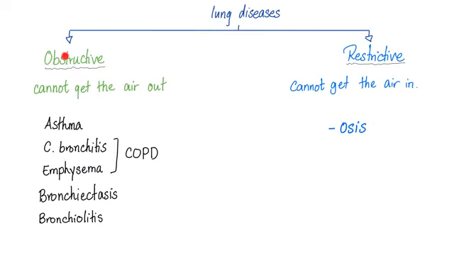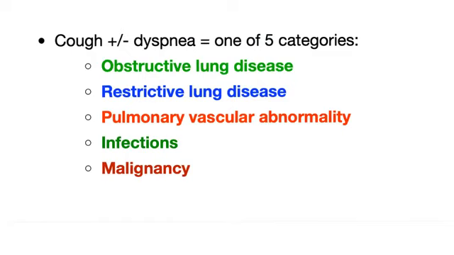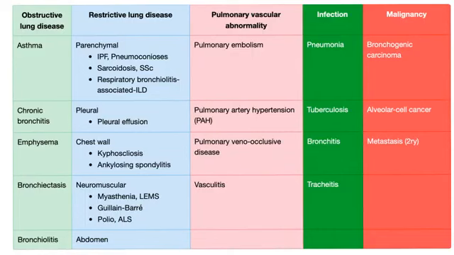Lung diseases are obstructive or restrictive. A patient with a pulmonology problem is going to complain of cough and dyspnea. You have 5 possibilities: obstructive lung disease, restrictive lung disease, pulmonary vascular abnormality, infection, or malignancy. Today's topic is restrictive lung disease, especially the parenchymal.